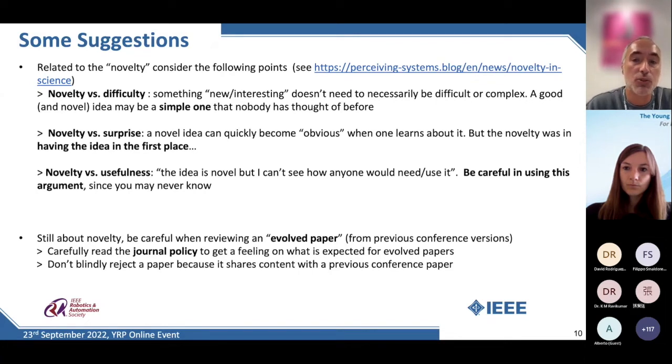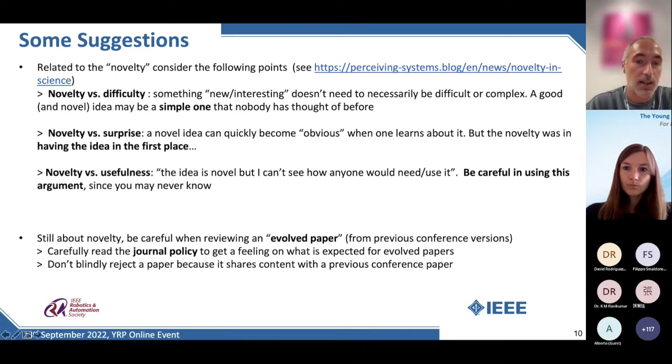But when you want to make these arguments, my only suggestion is to think about it well. Are you really sure that this will never be useful for anyone in the next years? So think about it twice or three times before making this argument for criticizing the paper, and only if you're really convinced, use this argument.